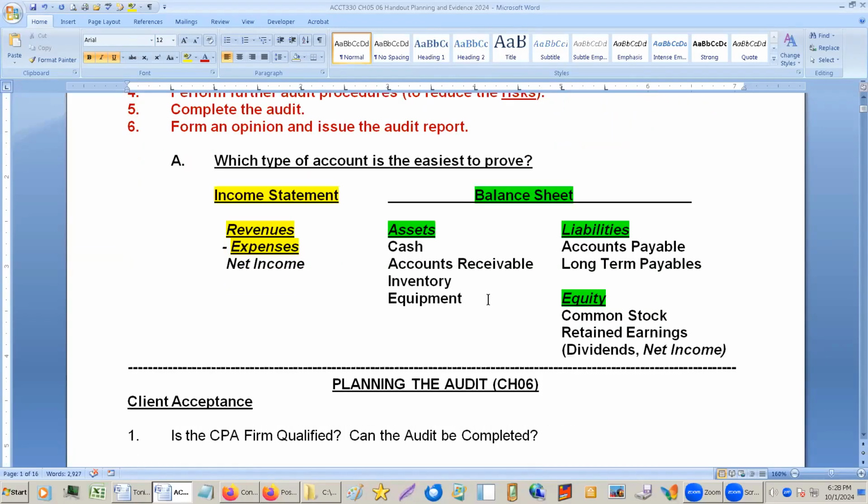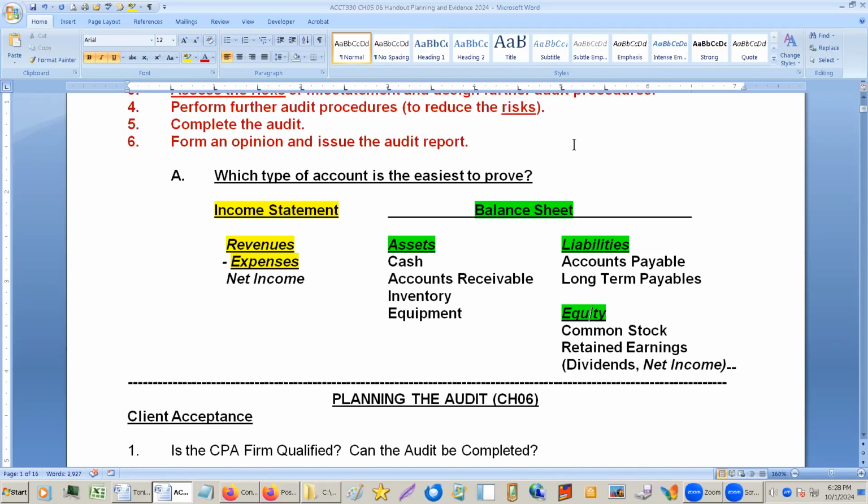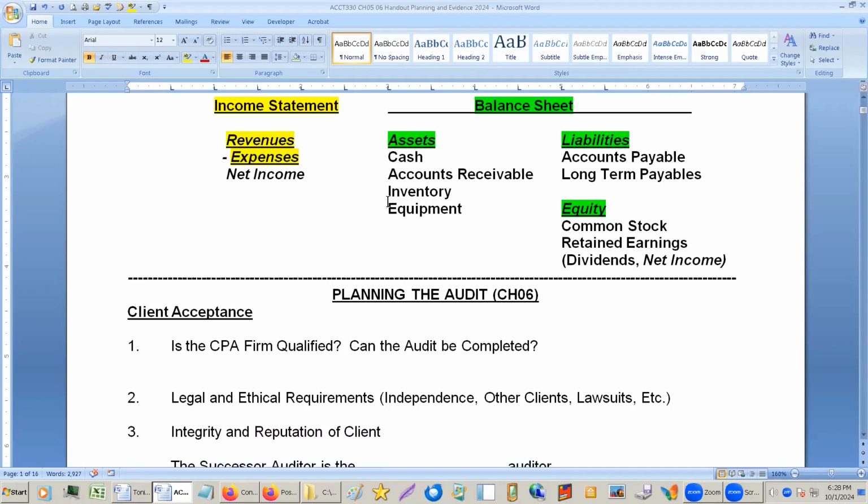Which one of these would probably be easiest to prove? And again, if you want to put it in chat, that's fine. Maybe assets. Yep, assets. If you think about, for instance, inventory or equipment, you can go look at that, right? If you're auditing Walmart, you can go look at their inventory. You can go look at their equipment, their buildings and all that other stuff. So assets are the easiest.